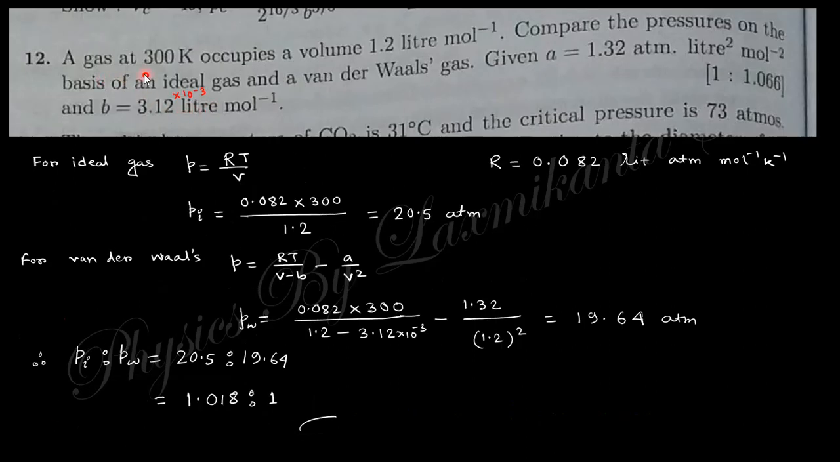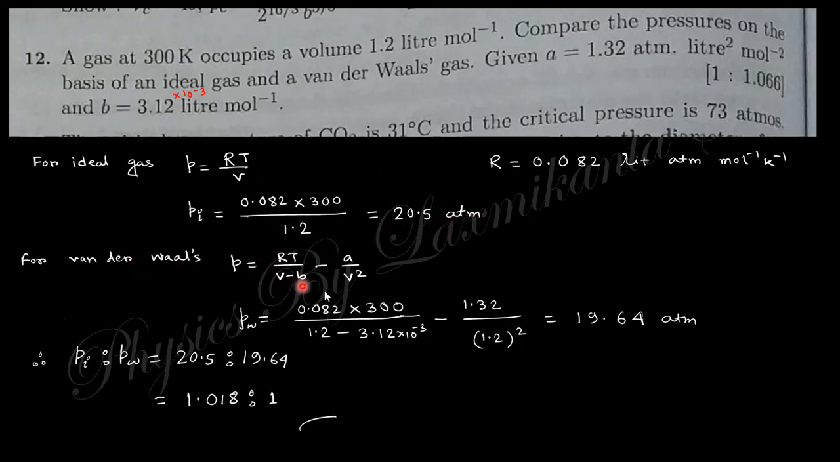The next question says, a gas at this temperature occupies this volume. This is the temperature, this is the volume. Compare the pressure on the basis of ideal gas and van der Waals gas, given a and b. So you need to compare the pressure for real gas and ideal gas. For ideal gas, the pressure will be RT by V, with the value of R in liter atmosphere molar units, T the temperature, and V the volume in liters. So this is the pressure, 20.5 atmosphere.